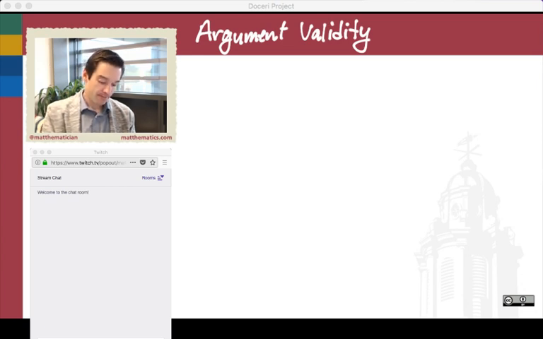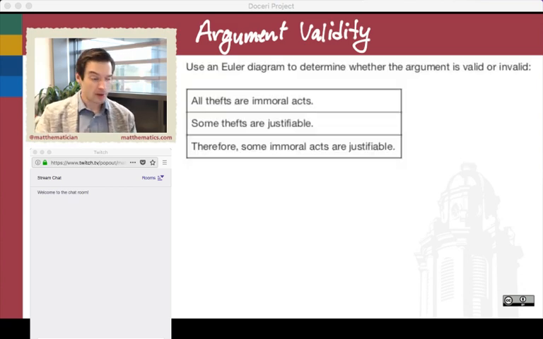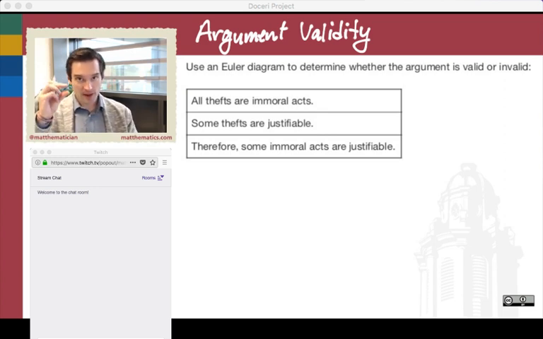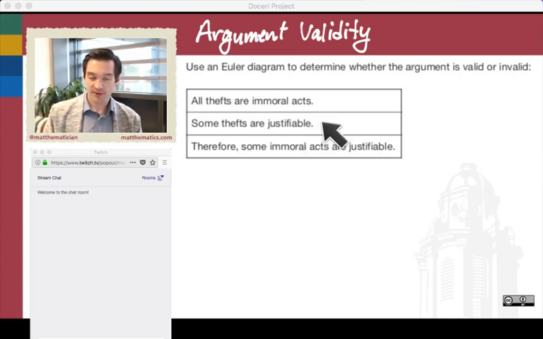So our job is to assess the validity of the following logical argument. The argument is: all thefts are immoral acts. So anytime you steal something, it is an immoral thing to do. That's step one in our premises. Step two, some thefts are justifiable. This is the classic person stealing a loaf of bread for their starving family. Maybe we accept as a premise that some thefts are justifiable. The question is, do those two premises necessitate the conclusion in this last statement, therefore some immoral acts are justifiable?